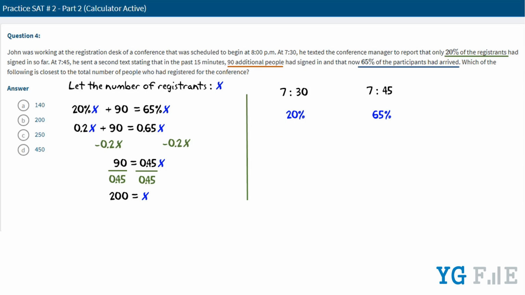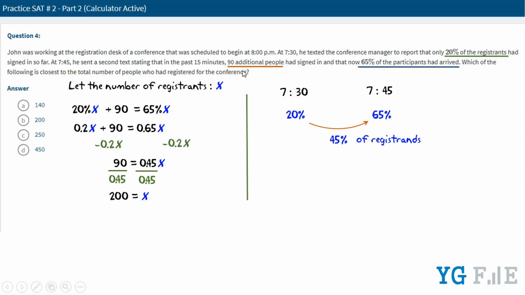It means that in the past 15 minutes, the number of the registrants signed in to the conference increased by 45%, or 45% of the registrants had signed in in the past 15 minutes. And in the third sentence, we know that in the past 15 minutes, 90 additional people had signed in. It means that this 45% of the registrants is equal to 90.